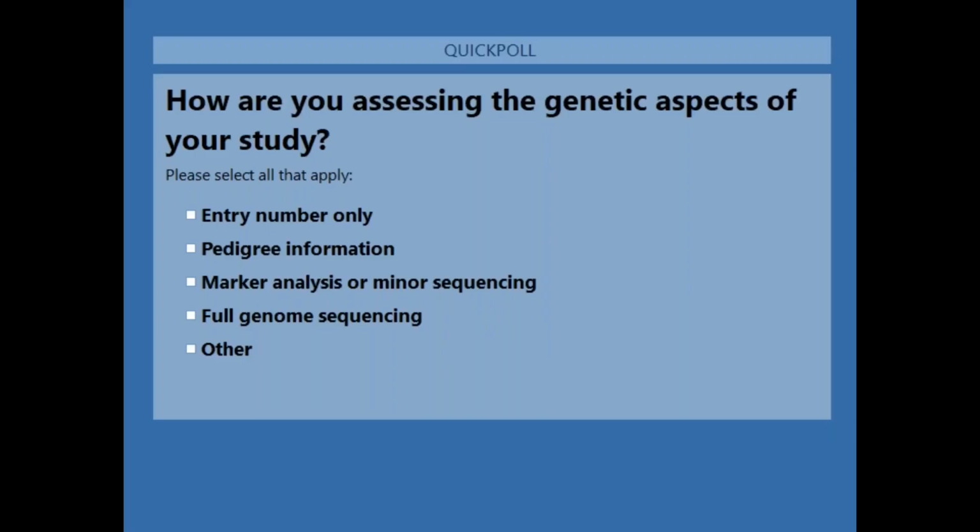And so our first poll question here, how are you assessing the genetic aspects of your study? Are you looking just at entry number, a categorical variable? Are you considering pedigree information? Are you looking at marker analysis or more minor genetic sequencing? Or are you doing some sort of full genome or deep sequencing? Or are you doing none of these or something else? We'll give it a couple more seconds here.